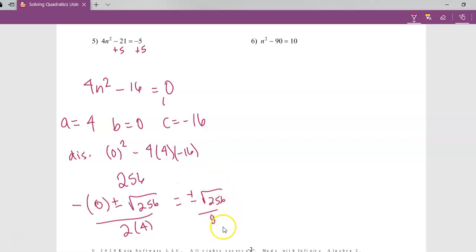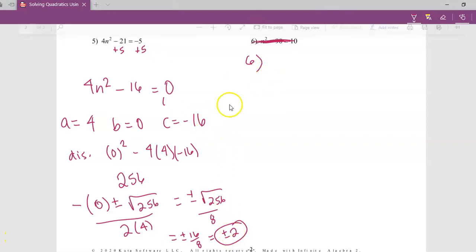So this one's an even root, or a perfect square. So plus or minus 16 over 8, which is the same as plus or minus 2. So I have two x values that make this equation true. One of them is positive 2, and one is negative 2.